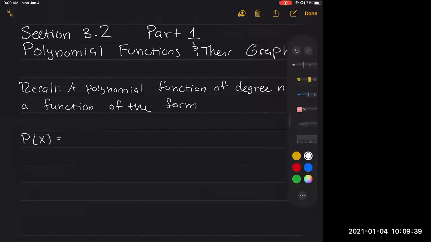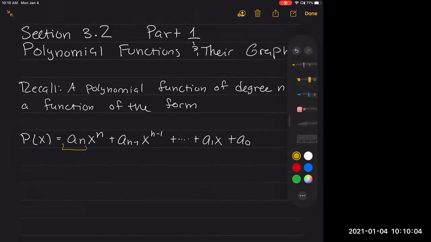p of x equals an x to the n plus an minus 1 x to the n minus 1 plus all the way to a1x plus a naught, where n is greater than or equal to 0 and an does not equal 0. So here's some explanation of what this means.